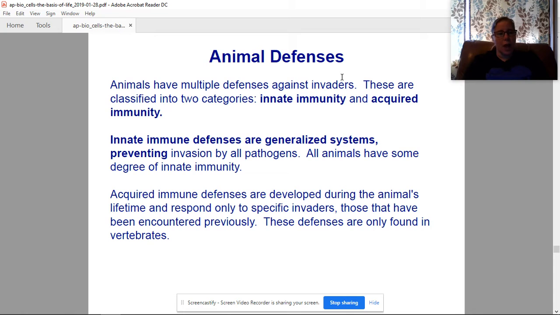Innate immunity is what you're born with. It's your generalized systems to prevent you from getting some sort of pathogen, and all animals are born with some form of innate immunity. Acquired immunity means you get it throughout your lifetime. So it's going to be based on what you are exposed to. Those that have been encountered previously, we have made up defenders for that.